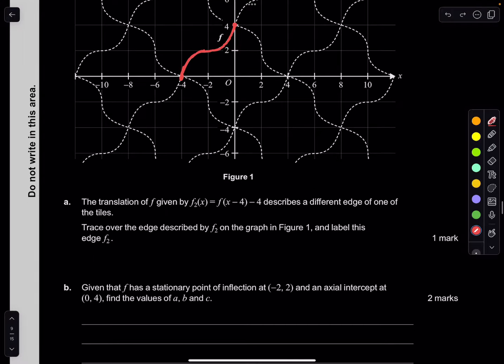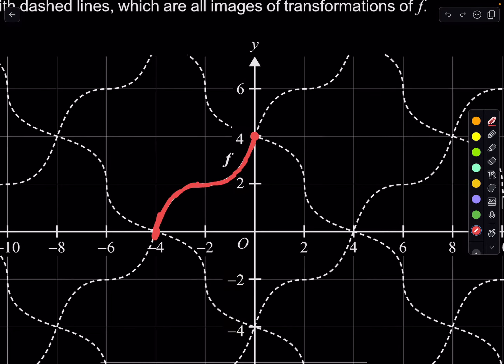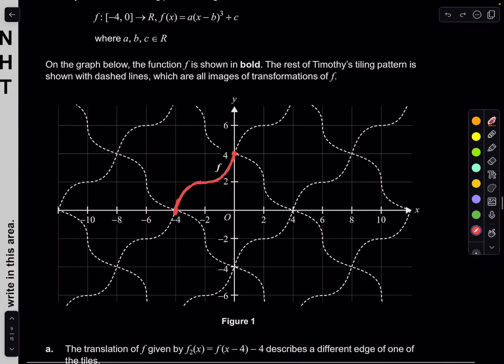Next question. A, the translation of f given by f2 of x, so this is your new translation, is f of x minus 4, so it's been translated 4 units to the right and 4 units down, and describes a different edge of one of the tiles. Trace over the edge described by f2 on the graph in figure 1 and label this edge as f2. What an easy question. So this is your original, this is your f. What's happened is it was translated 4 units to the right and 4 units down.